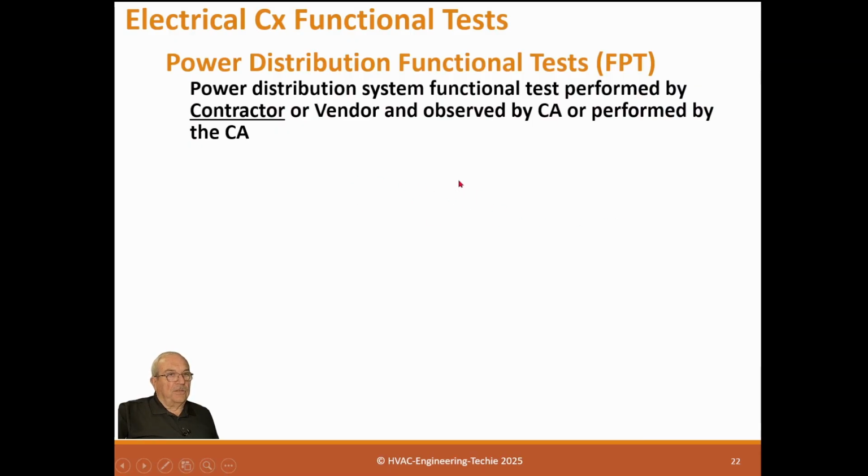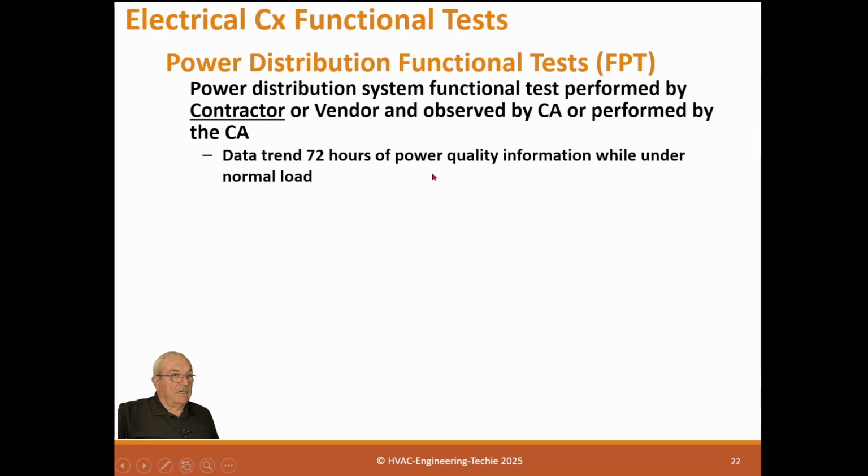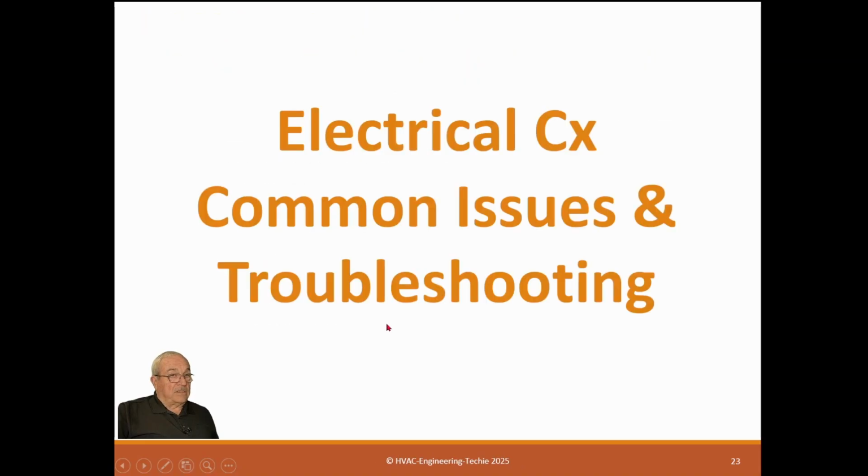Power distribution functional tests are done by the contractor and vendor, and observed by the CA. This is that 72-hour power quality test under normal test load, so it has to be done when it's actually in operation. Volts per phase, current per phase, kW, kVA, frequency, power factor, and harmonics. I forgot to put that on there.